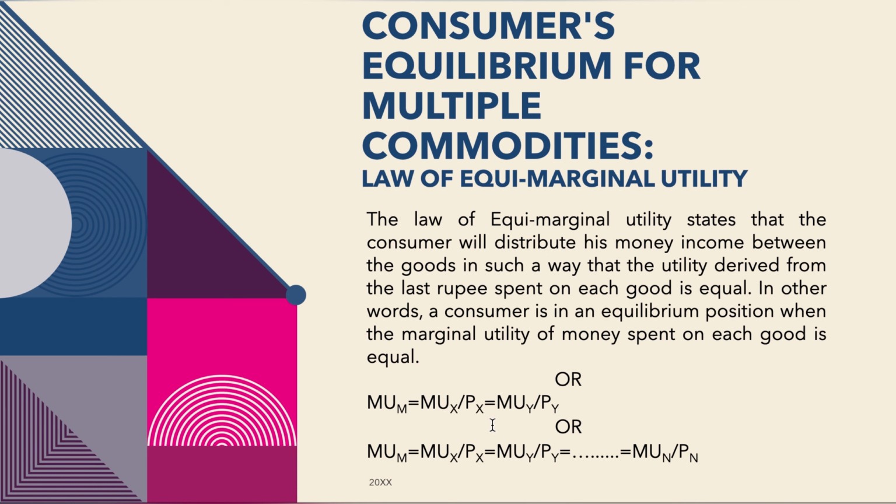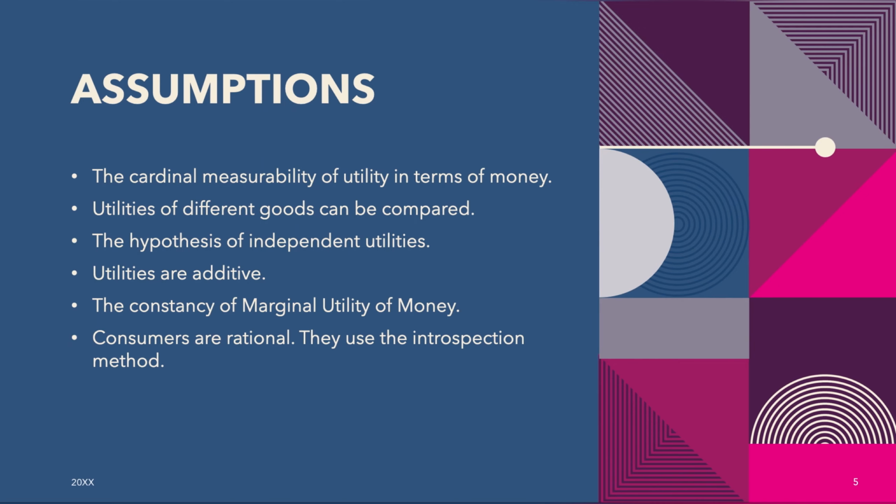If there are more than two commodities, suppose there are n number of commodities, then this mathematical representation becomes like this, where all the ratios of marginal utility and the price of each and every good is equal to each other and the marginal utility of money. To study this law, we also have to study the assumptions that the law is based on.